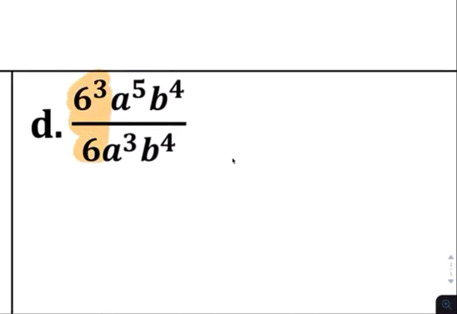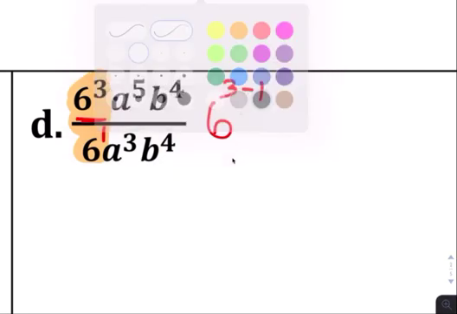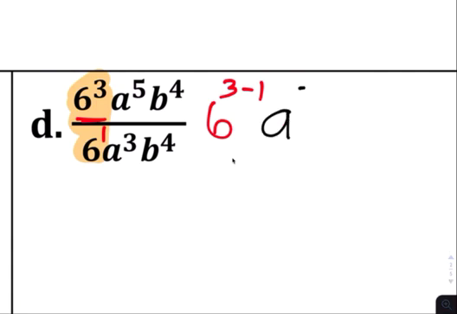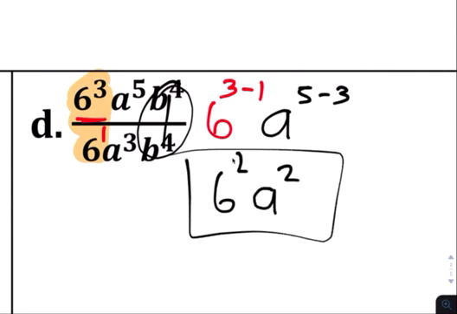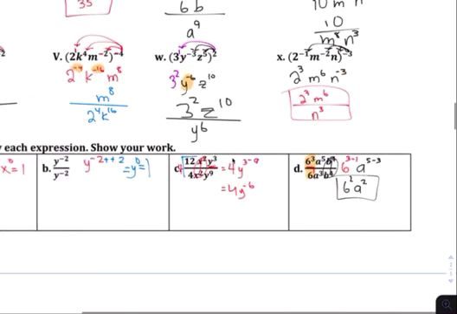Right here, you get that. 6 to the third and the 1, division, so you subtract. a to the 5th, subtract 3. b's 4 minus 4, 0, b to the 0 is 1. So your answer is 6 squared, a squared. Oh, no negative, you don't need to worry about a fraction. That's the answer right there.